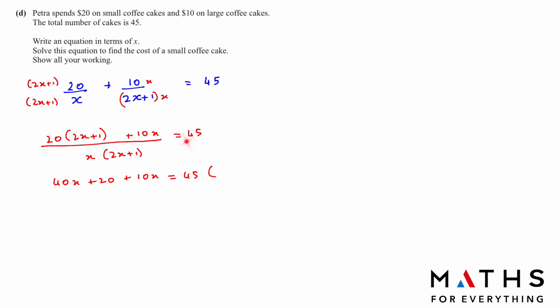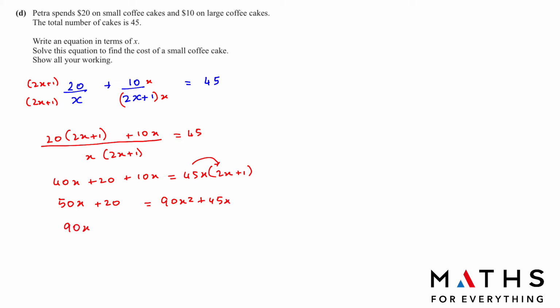Expand the bracket, we'll get 40x plus 20 plus 10x is equal to 45 times x, 2x plus 1. This is a divide. When we shift to the other side, that's going to be a multiplication. Let's simplify this. 40x plus 10x is 50x plus 20. When we expand here, 45x multiplied by 2x will give us 90x squared, and 45x times 1 will be 45x.